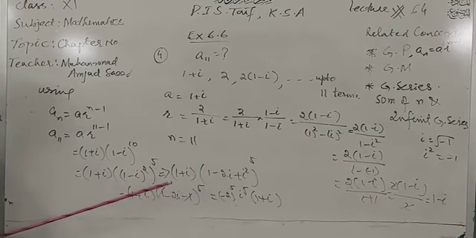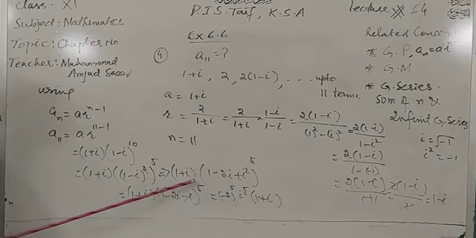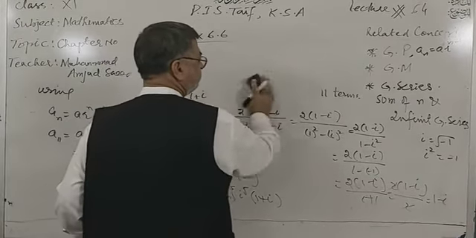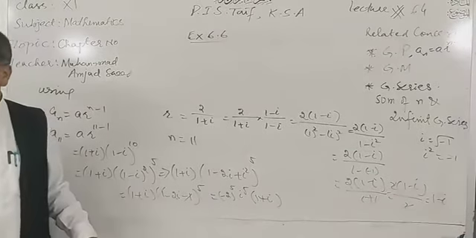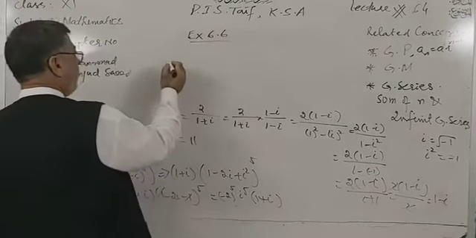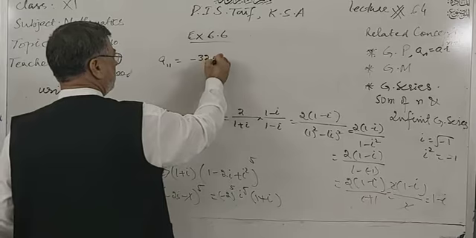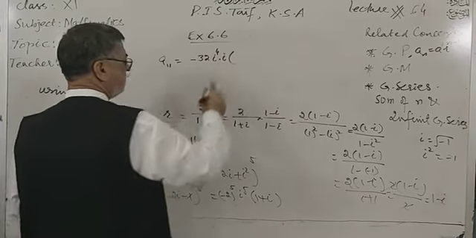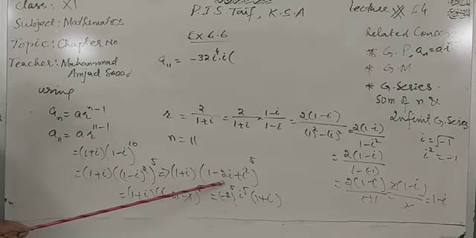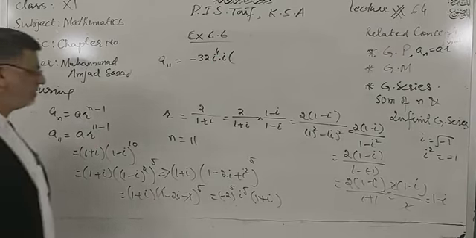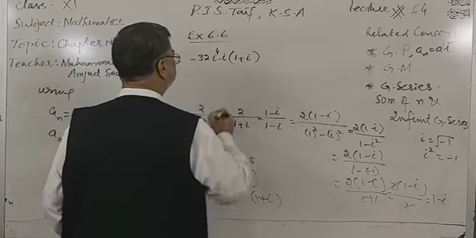Distribute this power 5 on minus 2. Then distribute this 5 power on iota. So we have A11 is equal to minus 32 iota 4 into iota. Minus 2 power 5 is minus 32. And iota 5 can be separated out as iota 4 into iota. This is 1 plus iota.